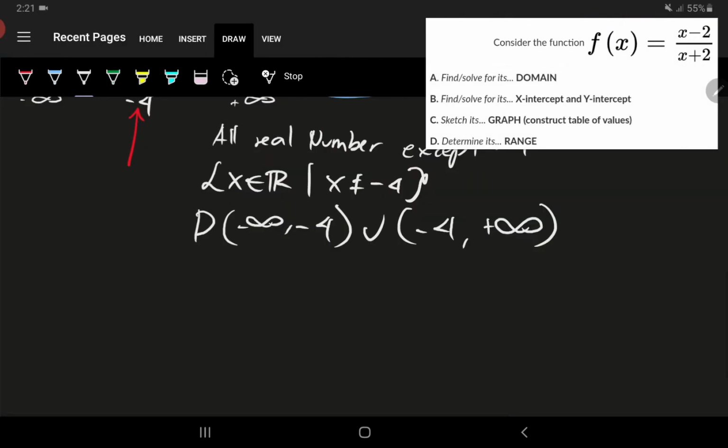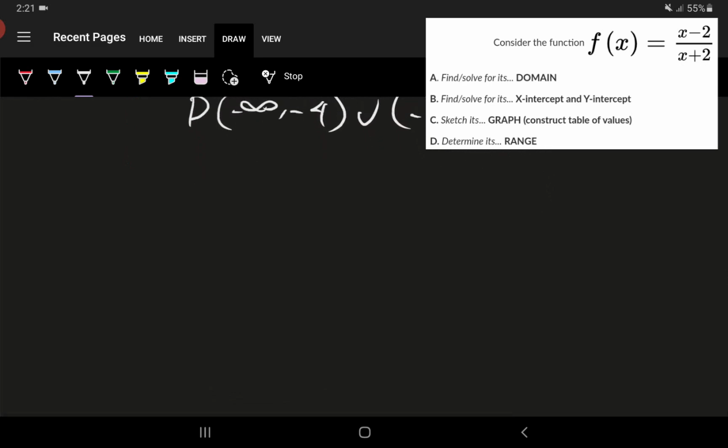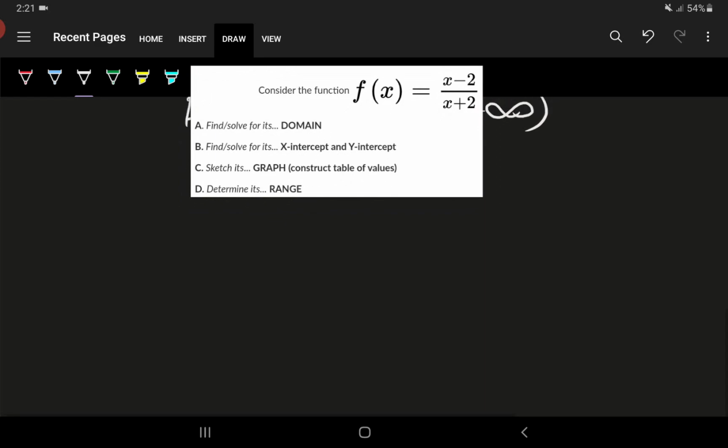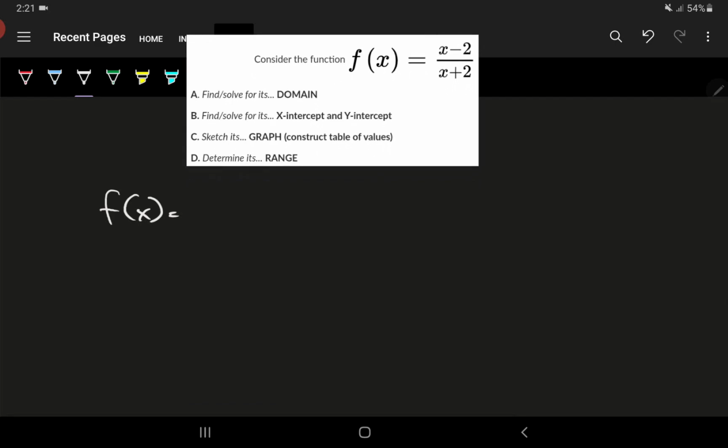Okay? So, for the domain, again, dear students, be careful. We need to produce a set of values na hindi gagawing undefined yung ating given rational function. Okay? So, for this given problem, let's answer our question. Sa question natin, dear students, we are asked to solve for the domain of this given function, which is f of x equals x minus 2 over x plus 2. Okay, so same procedure lang, dear students, and please try to double check your answer.